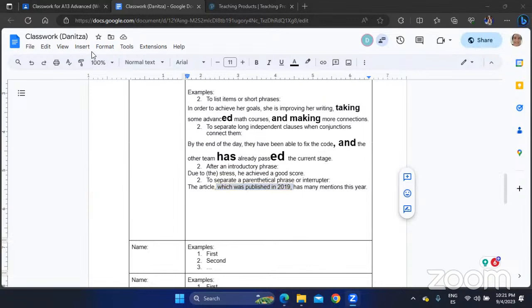Yes, about due to stress. Well, my idea was the one you mentioned, that even when the levels of stress were too high, he achieved a good score. So here my sentence is not showing that, right? It's not.